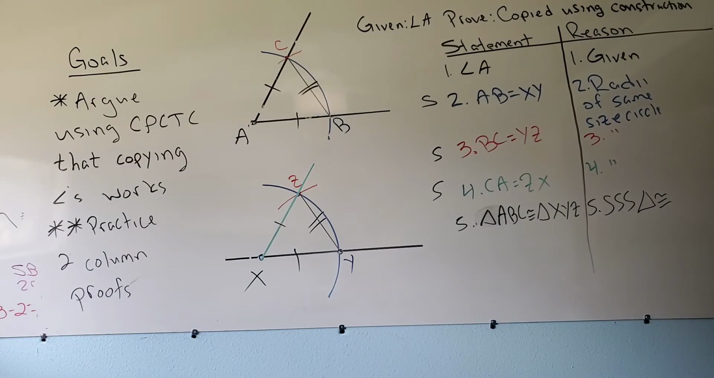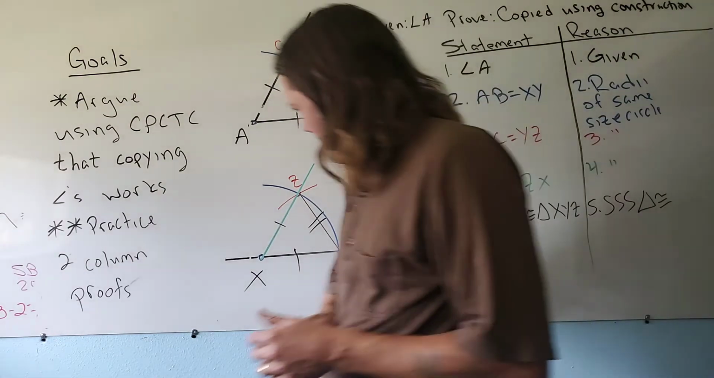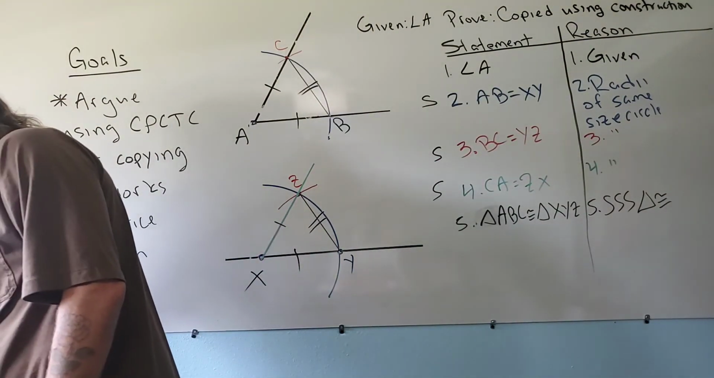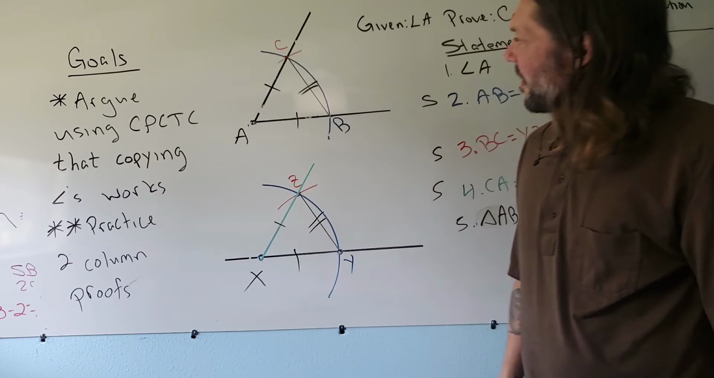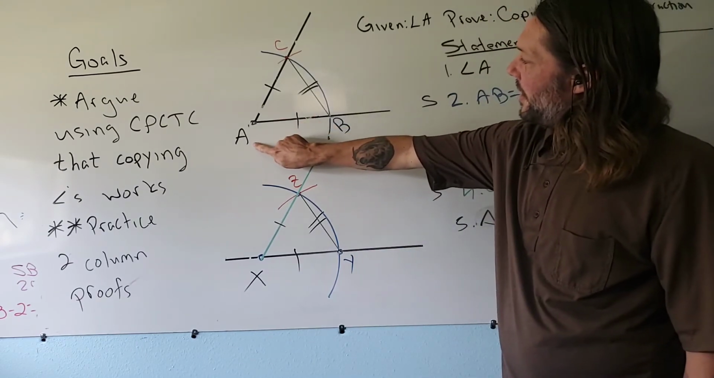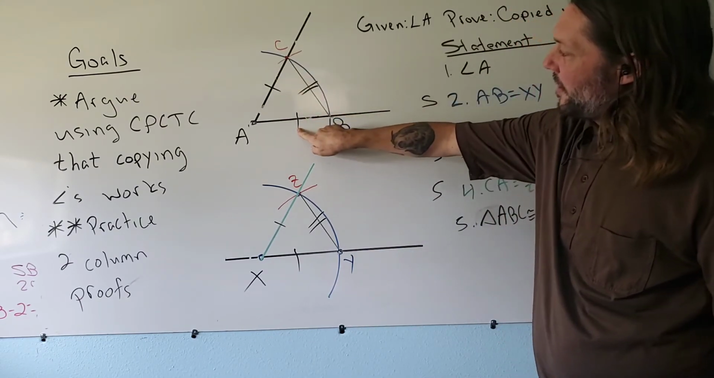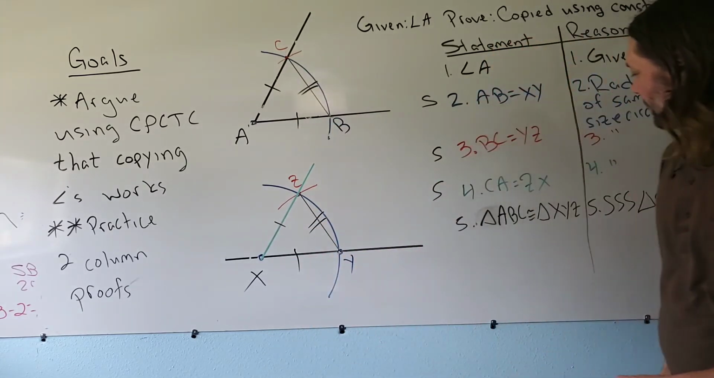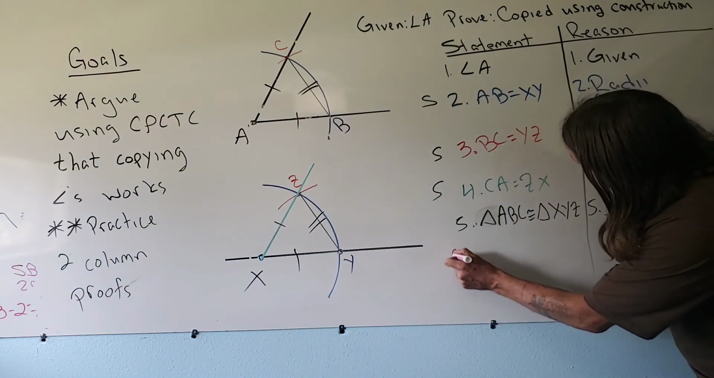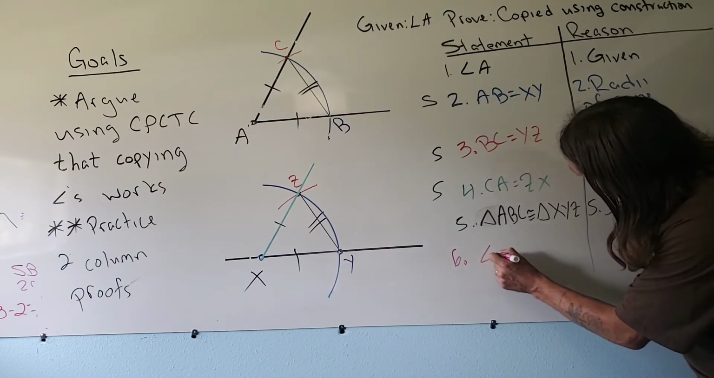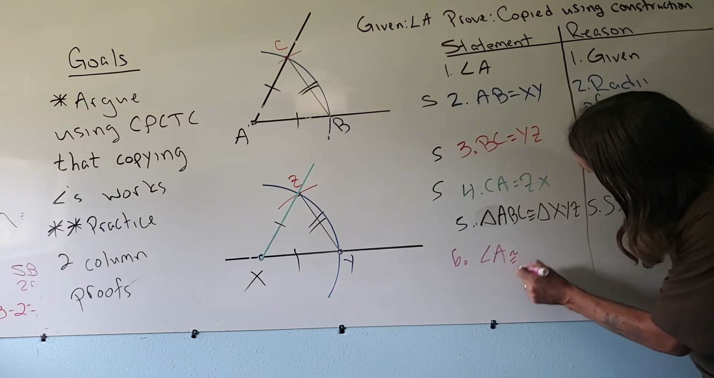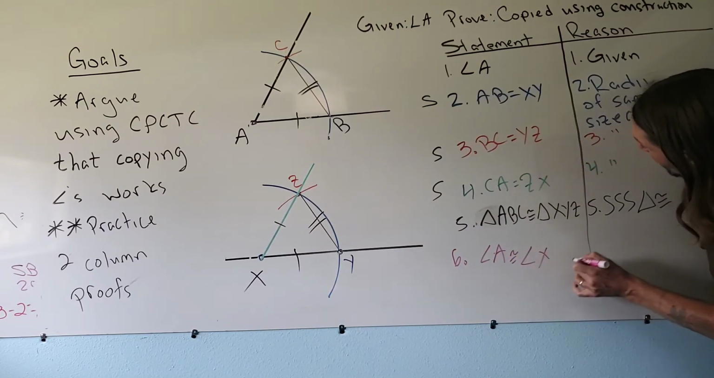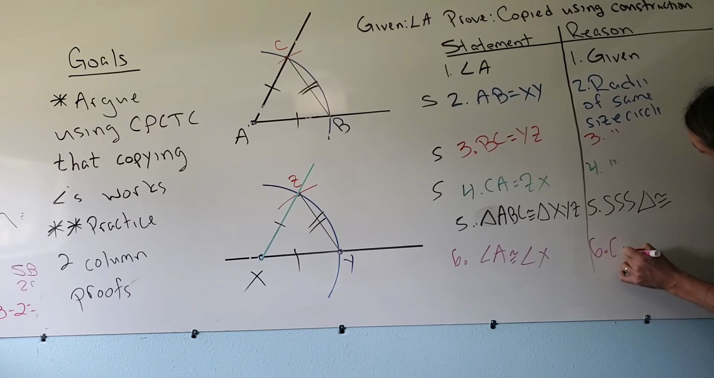Right, so I've argued here that I have identical triangles, so that means that parts of these identical triangles must themselves also be congruent. And if we notice here, angle A is between the sides with a one congruent mark, as well as angle X. And so I can say that angle A is congruent to angle X. And that's because of corresponding parts of congruent triangles are congruent.